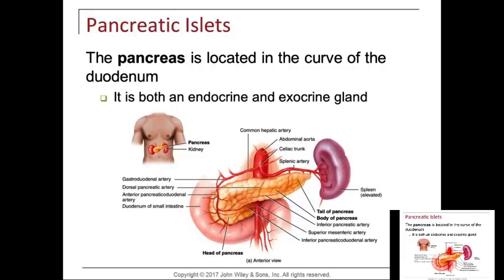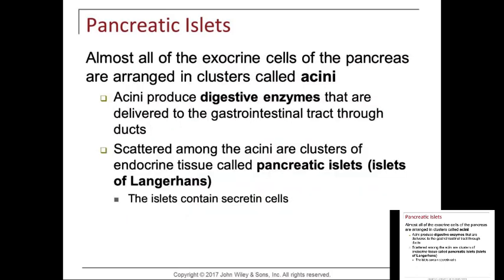Pancreas is located in the curve of the duodenum. Remember, it's endocrine and exocrine, so it's a mixed gland. And the endocrine portion is going to be dealing with insulin and glucagon, and the exocrine portion, primarily the acinar cells, are involved with the digestive enzymes.